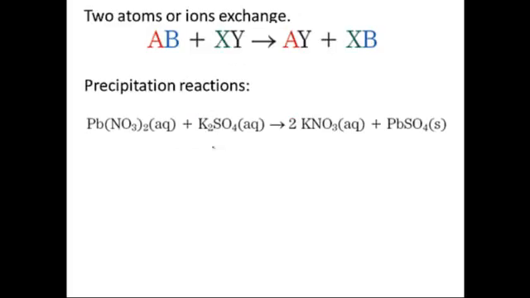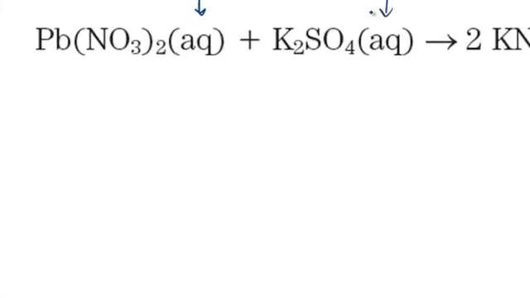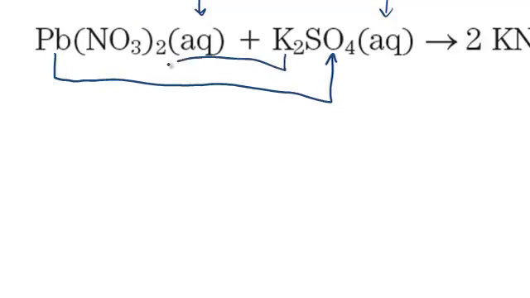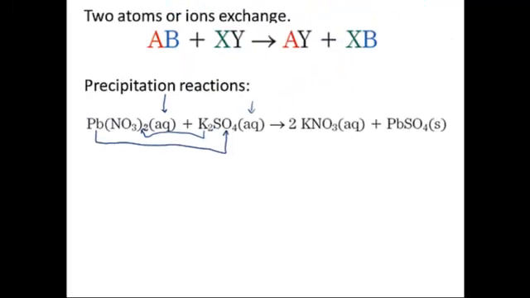The first is a precipitation reaction, where you have two soluble ionic compounds. You know they're soluble because of the aqueous symbol, which means dissolved in water. And what happens here is the lead ion, lead 2+, ends up with the sulfate ion. Potassium ions end up with the nitrate ions. And so you end up with potassium nitrate and lead sulfate. So the two ions have swapped.